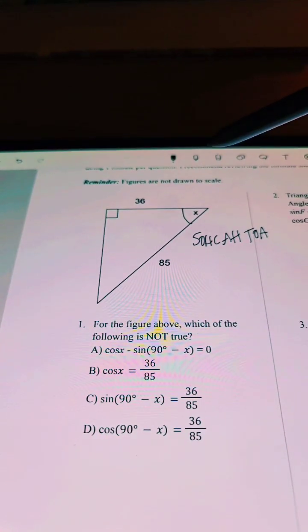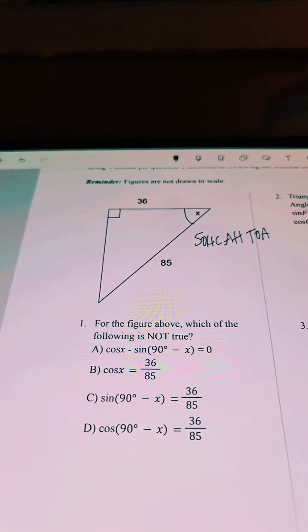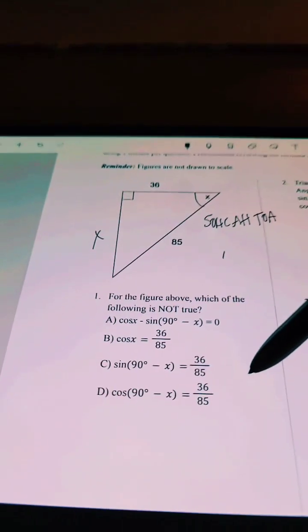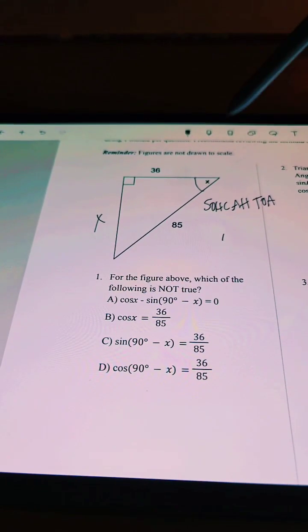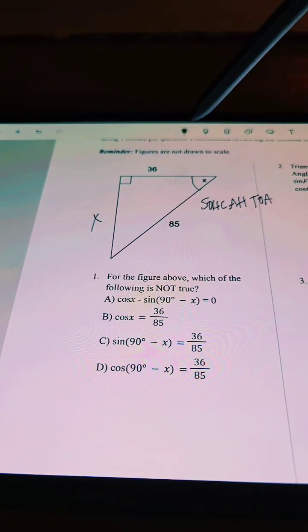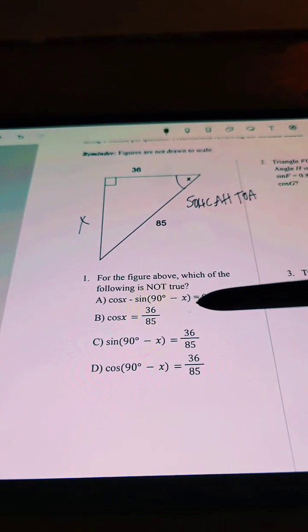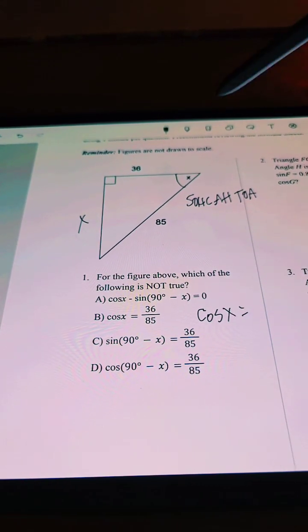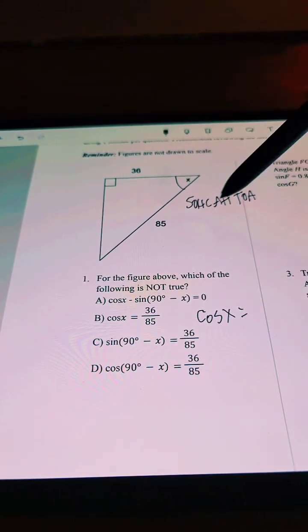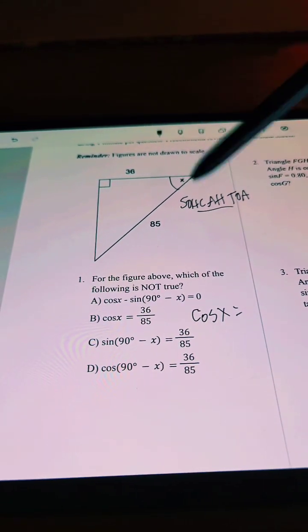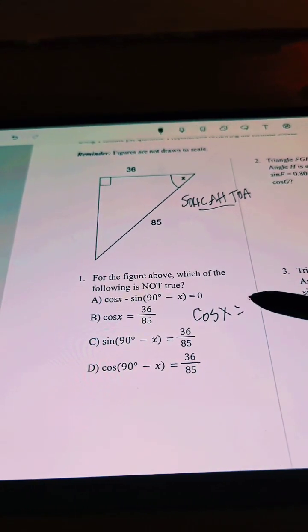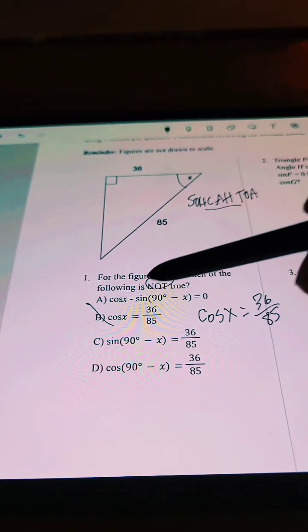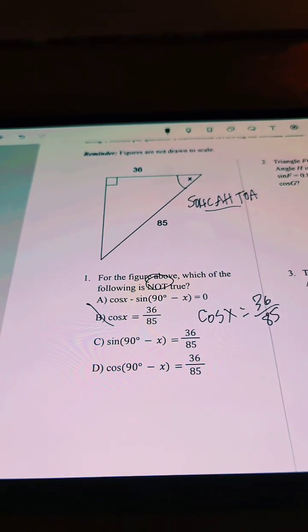So is this one of the, hold on. Well, we could do really quick Pythagorean theorem, or actually we don't need to, because all of the answers are just 36 over 85. So let's start with cosine. Cosine of x would be the adjacent over the hypotenuse. So that would be 36 over 85. So that is true. Remember, we're looking for what's not true.